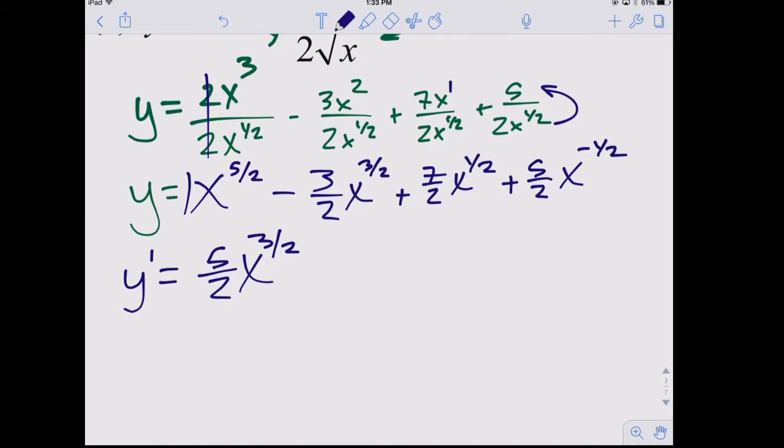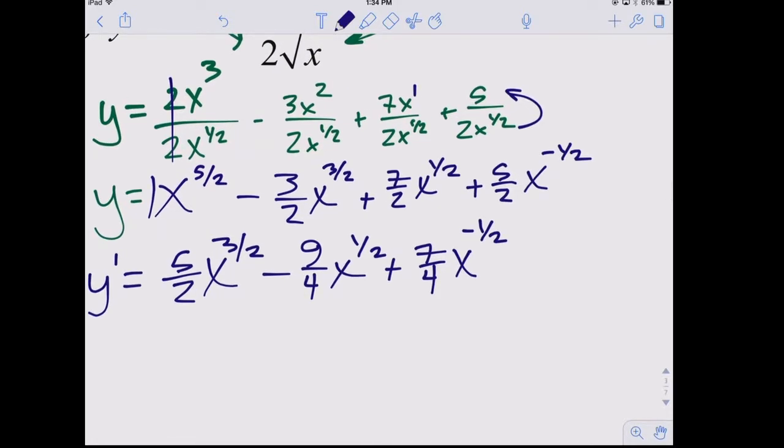We have negative 3 halves times the exponent 3 halves. That gives us negative, we multiply straight across, right? 3 halves times 3 halves, so it's 3 times 3 over 2 times 2, which is negative 9/4. We multiply. And now we subtract. 3 halves minus 1. That's minus 2 halves, so that's 1 half. We'll get used to working with fractions. And then plus 7 halves times 1 half is 7/4. X to the 1 half minus 1 is negative 1 half. And then the last one, 5 halves times negative 1 half is negative 5/4.